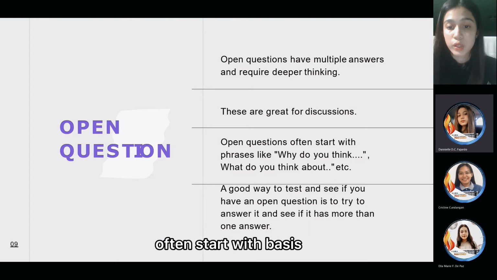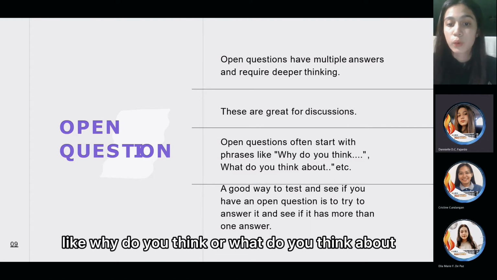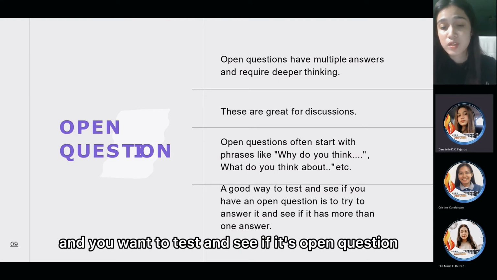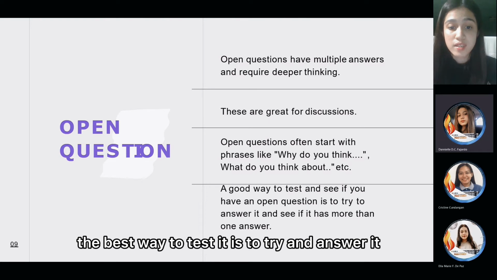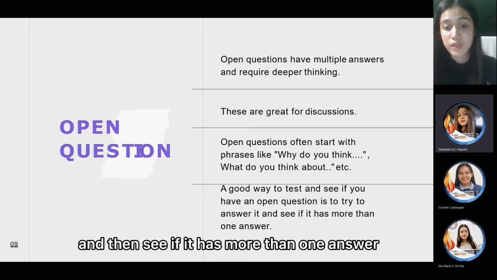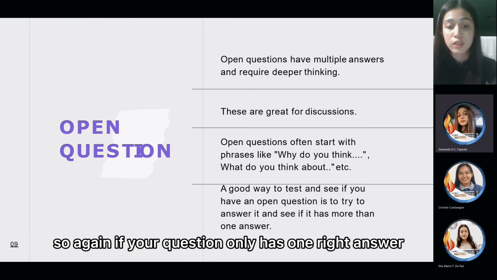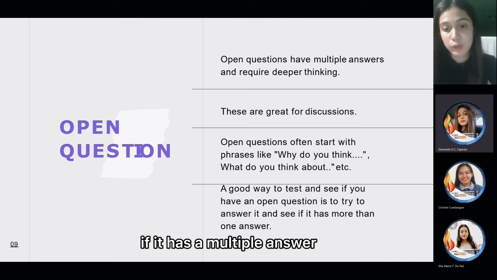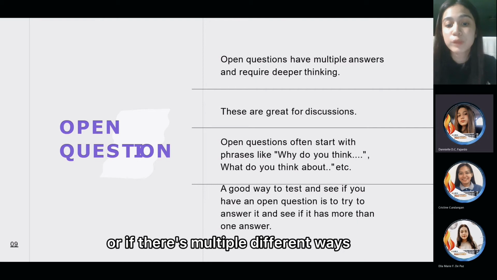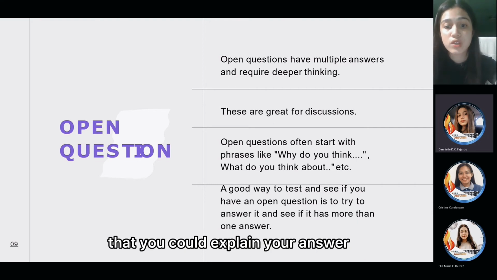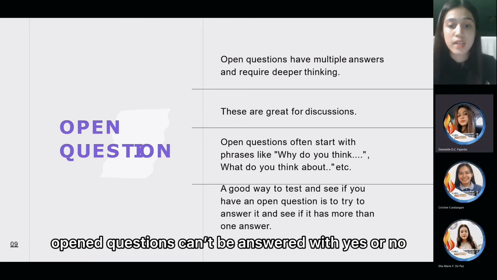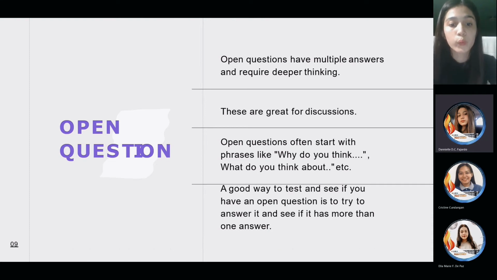Open questions often start with phrases like, why do you think, or what do you think about? If you have written a question and you want to see if it's an open question, the best way to test it is to try and answer it and then see if it has more than one answer. So again, if your question only has one right answer, it's not an open question. If it has multiple answers, or if there are multiple different ways that you could explain your answer, then it's usually an open question. And lastly, open questions can't be answered with yes or no.